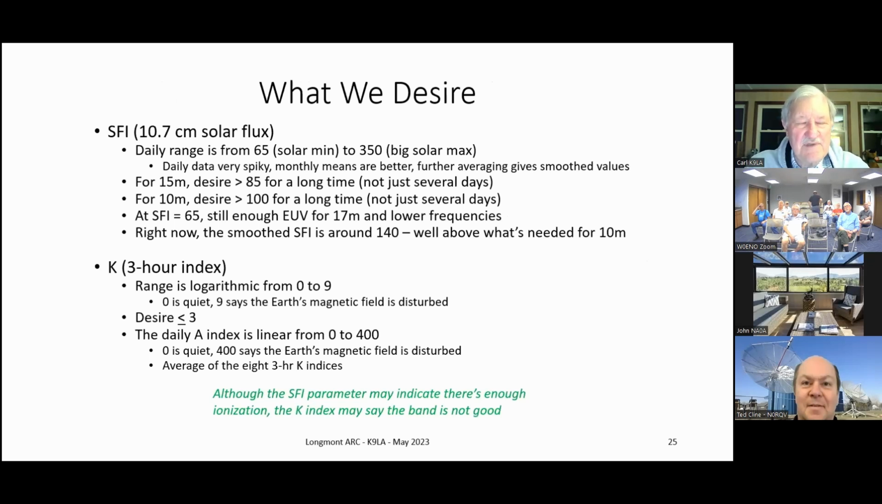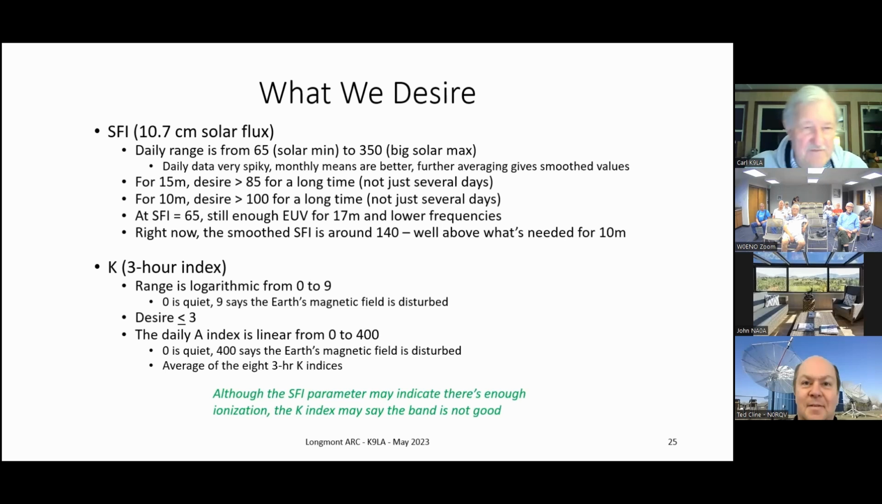The 10.7 centimeter solar flux, from a solar min to a solar max, can vary from 65 all the way up to 350. The daily data is very spiky. If you take the daily data and average it over a month, the monthly means are still spiky, and that's why we do even further averaging to give us smooth values.